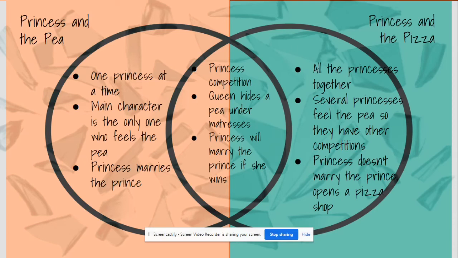So what did you think? What were some of the similarities and differences? Which one did you prefer? The traditional Princess and the Pea story or the fractured fairy tale version, The Princess and the Pizza?